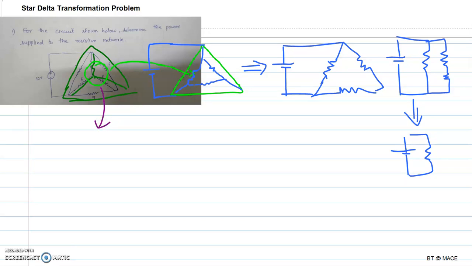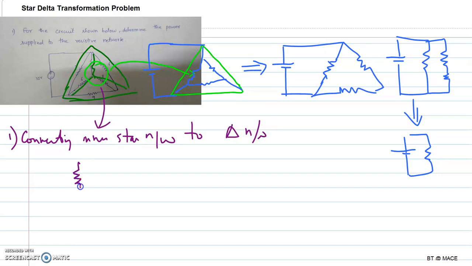to a delta network. So all these steps when I am doing, always have a continuation. So write that: converting the inner star network to delta network. So what is our inner star? Inner star is this one, and we need to convert it to a delta network. I will be drawing that corresponding delta using the green color.